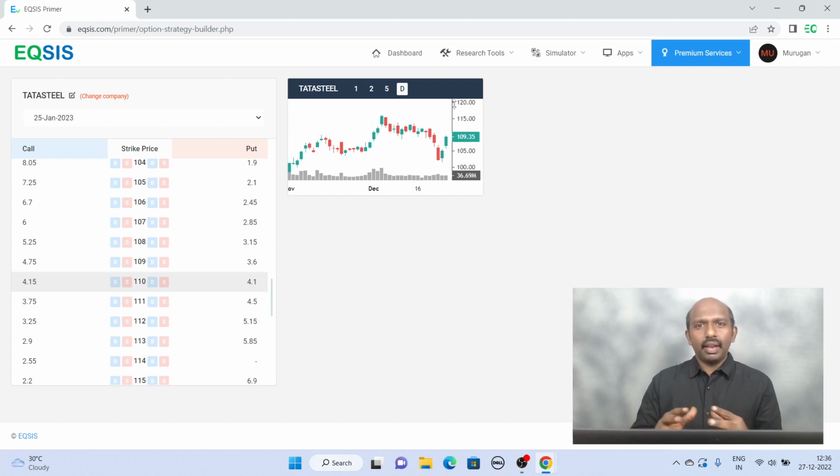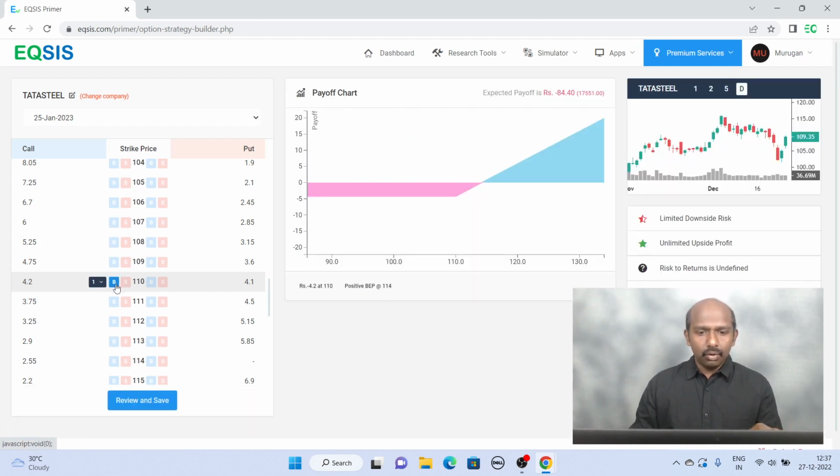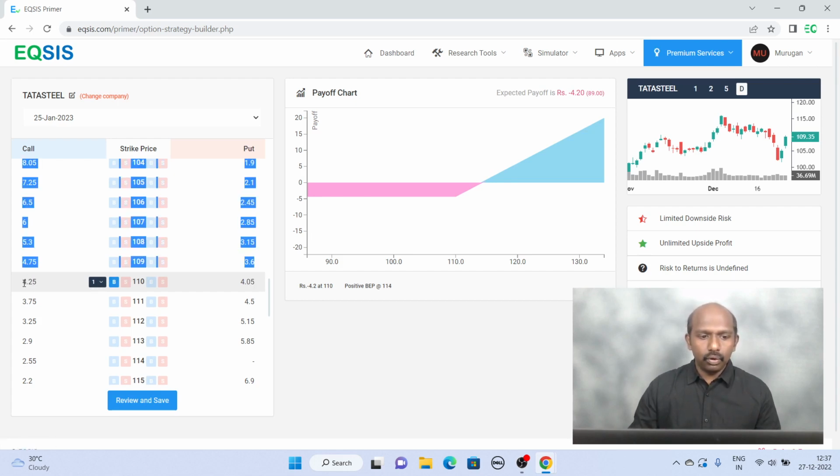So the strategy I wish to form here is a credit ratio spread using call options. I'm buying a call around the 110 call option. If I look at the feature, the moment I click on the call option on the right-hand side, I'm using a buy and sell button. If I'm buying it, it gives me the quantity, and it shows 4.2. Am I right?